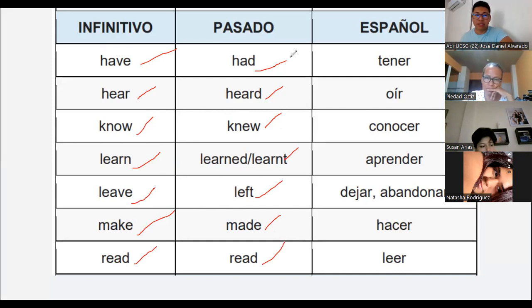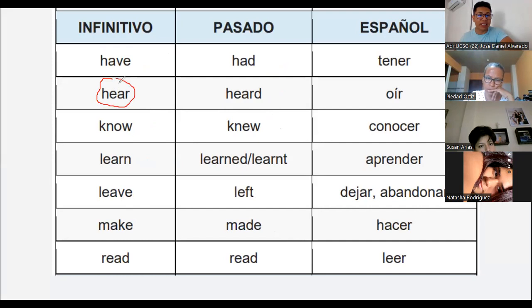Okay, aquí hay bastantes cosas que explicar. Este here es como con una I. Here, cambio de acá es heard. So you see the difference. You can hear the difference. Know, knew. El verbo learn tiene dos formas en el pasado. Ambas son aceptadas. Puede ser con ed o puede ser con t. Puede ser learned o learnt.